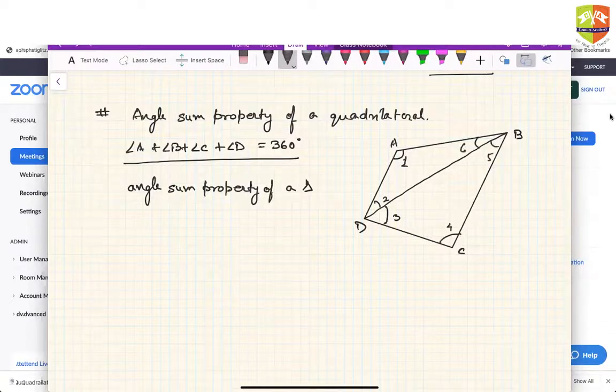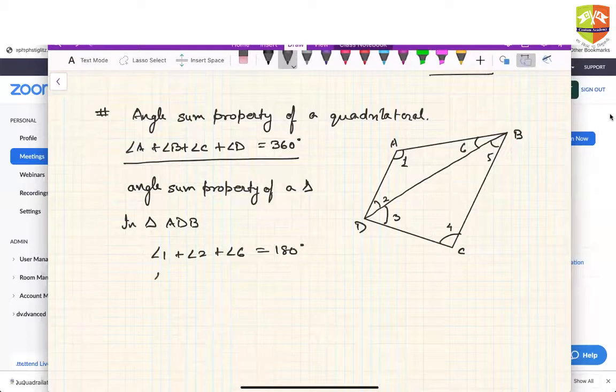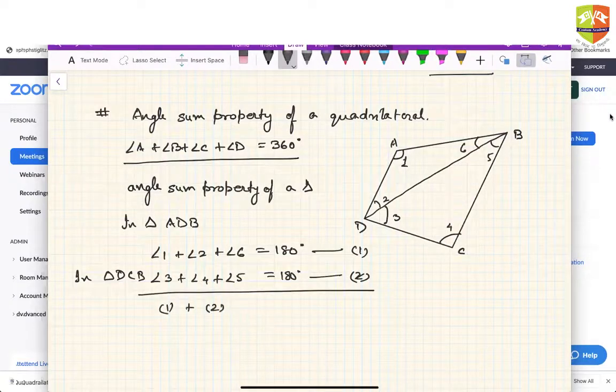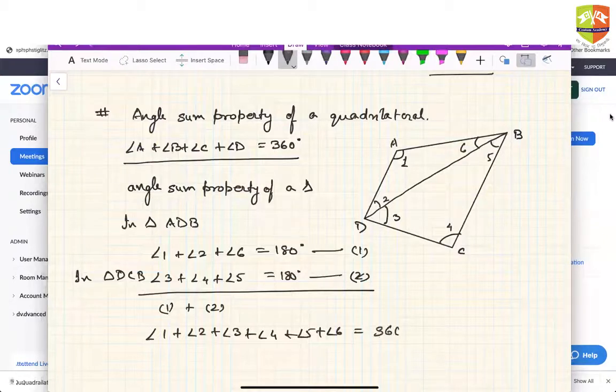So what can I say? In triangle ADB, angle 1 plus angle 2 plus angle 6 is 180 degrees. Why? Angle sum property of a triangle. Similarly, angle 3 plus angle 4 plus angle 5 is again 180 degrees, and this is in triangle DCB. Now name this as equation 1, name this as equation 2, and simply add both of them. LHS plus LHS, RHS plus RHS, so you get angle 1 plus angle 2 plus angle 3 plus angle 4 plus angle 5 plus angle 6 is 180 plus 180 on the right-hand side, which is 360 degrees. Fair enough.